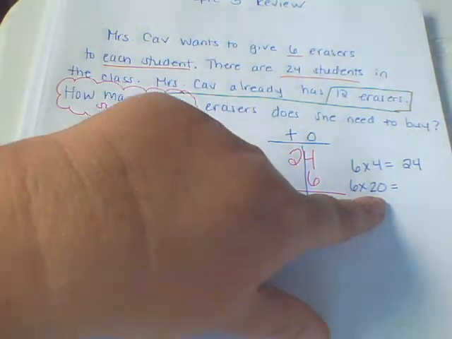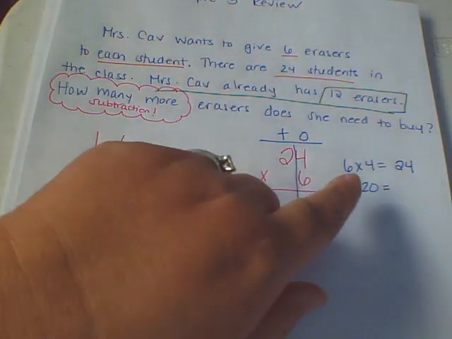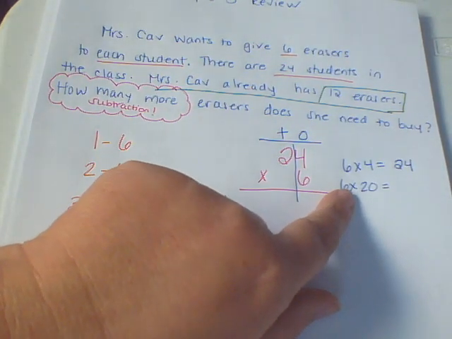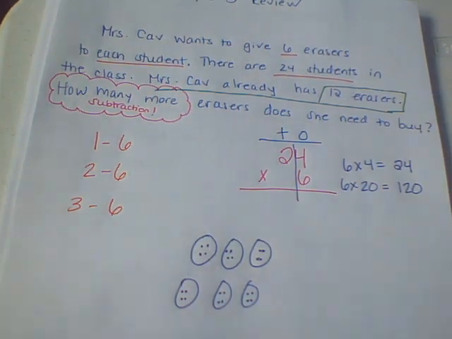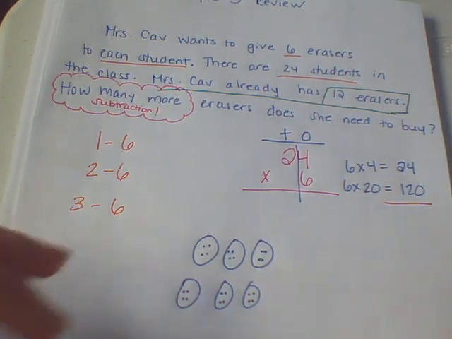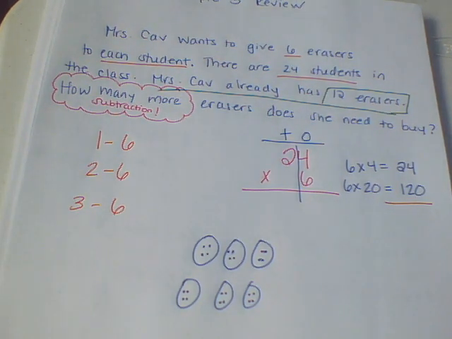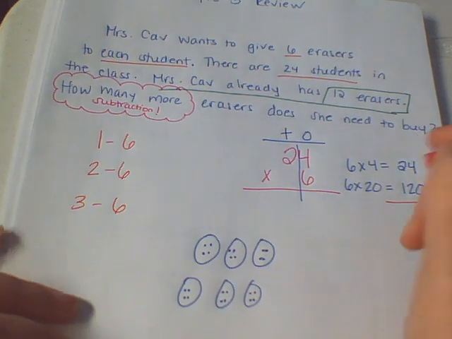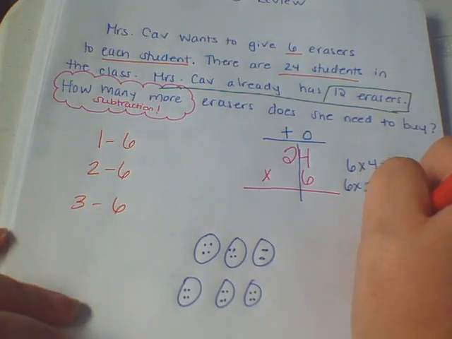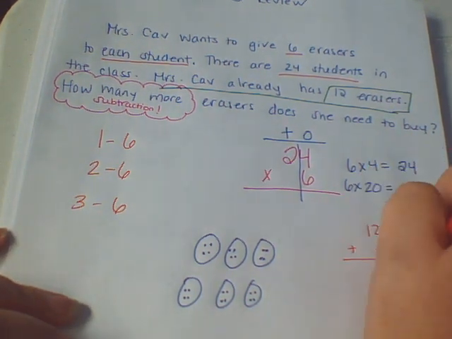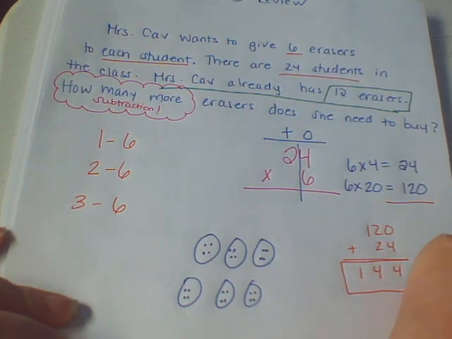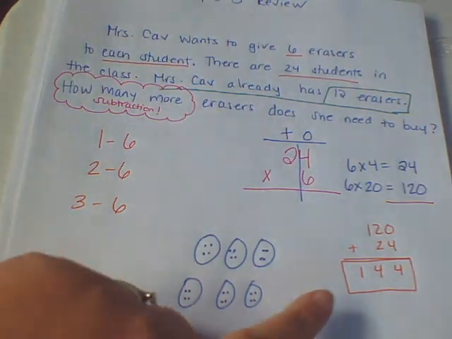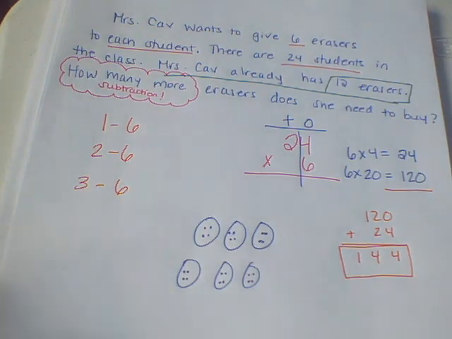And 6 times 20, well, if I know that 6 times 2 is 12, I'm just going to add my 0. I know I get 120. So when I add these up, 120 plus 24, I know that I get 144. So I'm going to need 144 erasers.